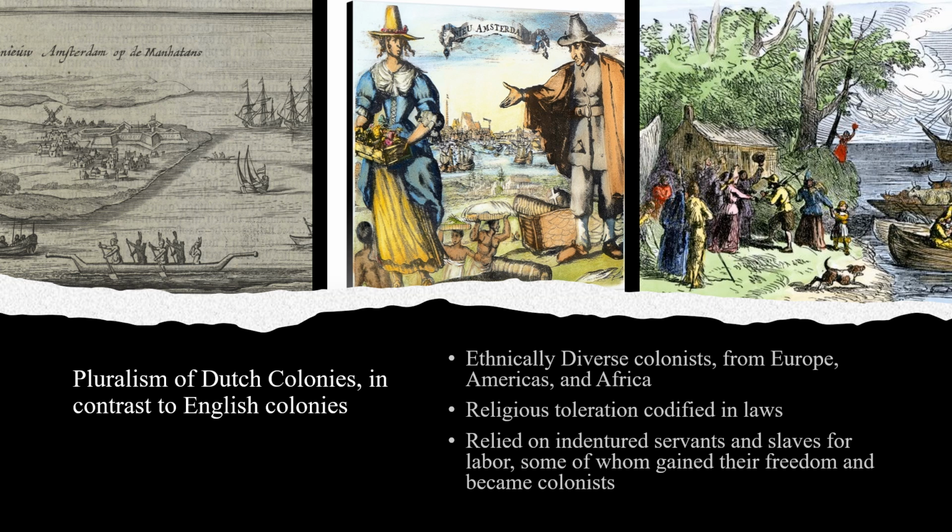Also, like the Dutch, Delaware, New Jersey, and New York would emphasize trade and commerce, causing settlements like New York City to quickly grow into large and important urban centers. These colonies would also import indentured servants and slaves to satisfy their labor needs.